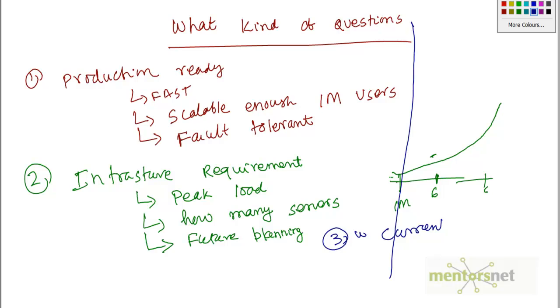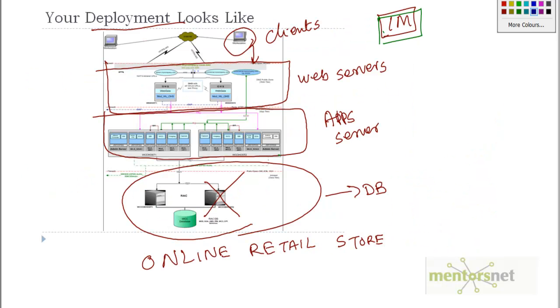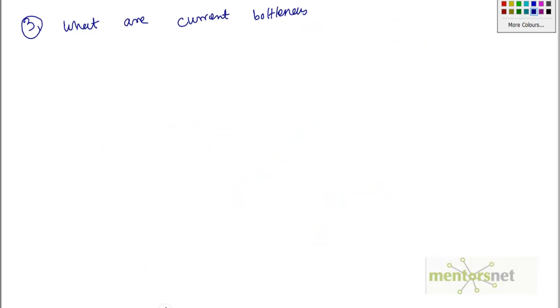The third question that you probably would like to know is, what are my current bottlenecks? That means before you go to production, you need to know which part of the system has some issues. That is where you need to know what kind of things you can do to tune your existing system, so that the existing system will run in an optimized format.